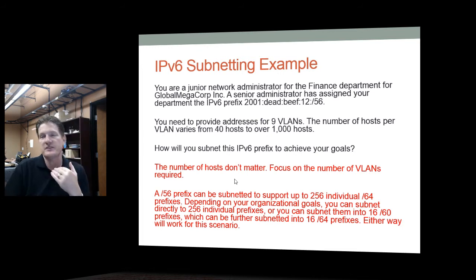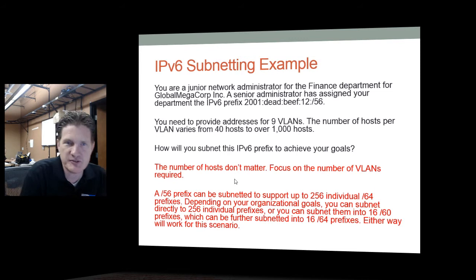So we started with /56, and we want to subnet this /56. You need to provide addresses for 9 VLANs. The number of hosts can vary from 40 to 1,000. How will we do this in IPv6? So first off, the number of hosts does not matter. Just focus on the number of VLANs.